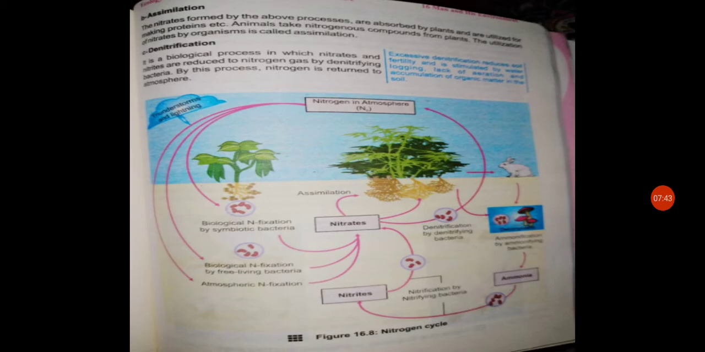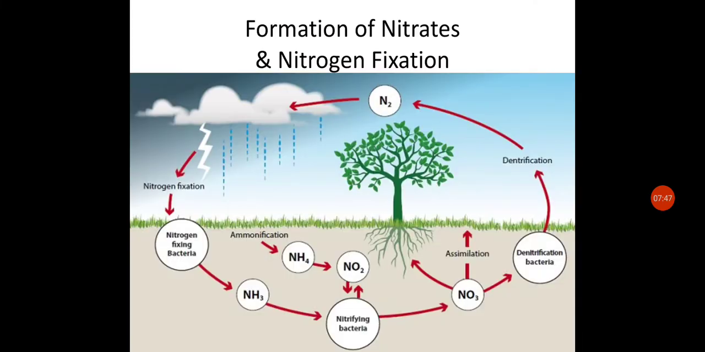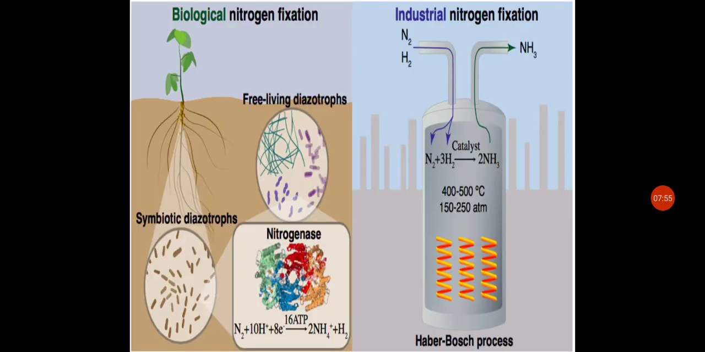Nitrogen fixation is also done in industries. In the industrial nitrogen fixation process, hydrogen is combined with atmospheric nitrogen under high pressure and temperature. It produces ammonia, which is further converted into ammonium nitrate, as you can watch in the industrial nitrogen fixation process here.